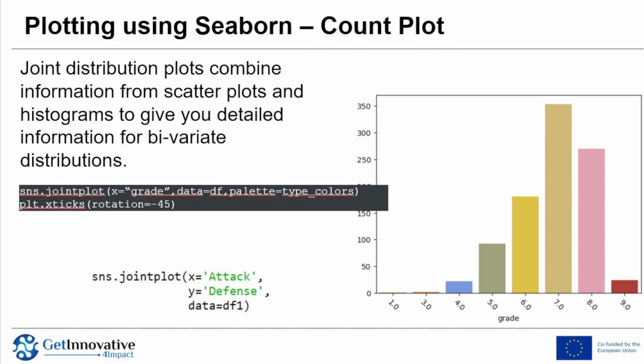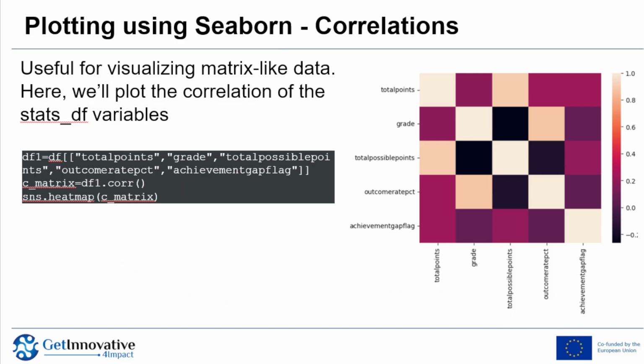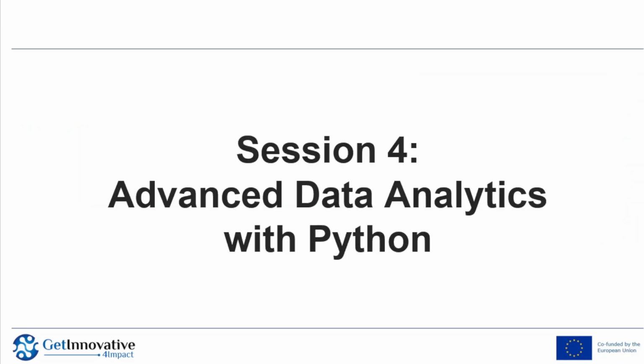So this is the count plot. Basically it is a joint distribution plot that combines the information from the scatter plot and the histograms to give you detailed information for bivariate distributions. This is the correlations plot, which is basically visualizing matrix-like data, and here we plot the correlation of the stats_df variables.